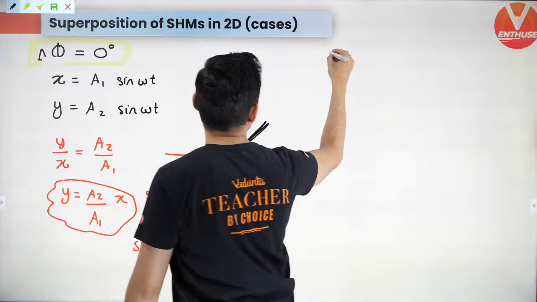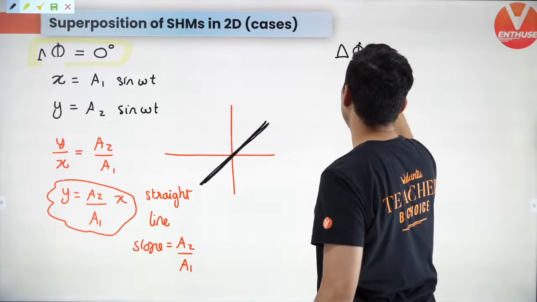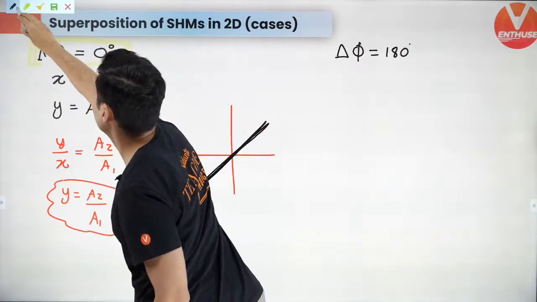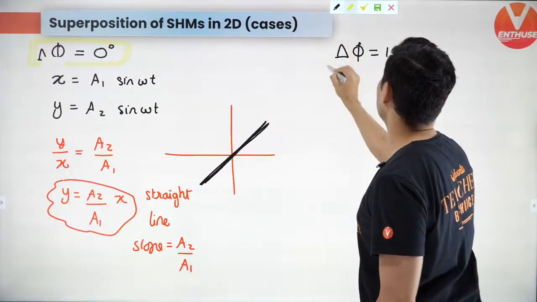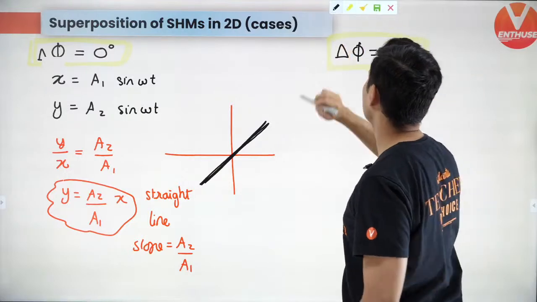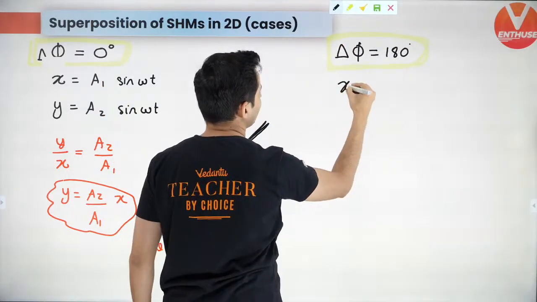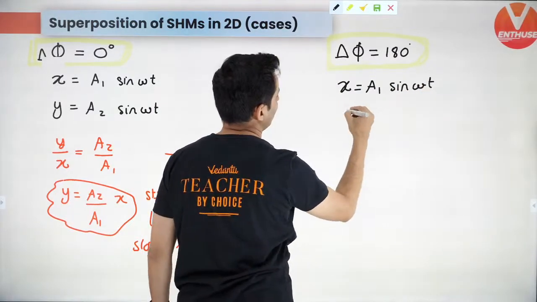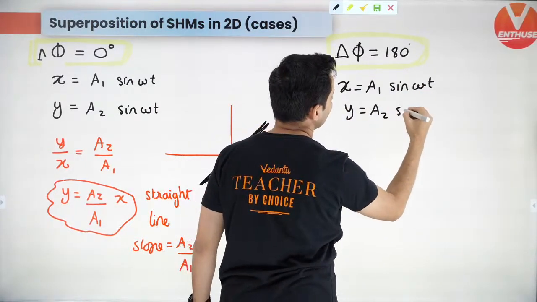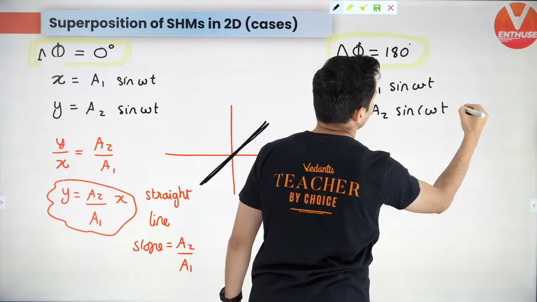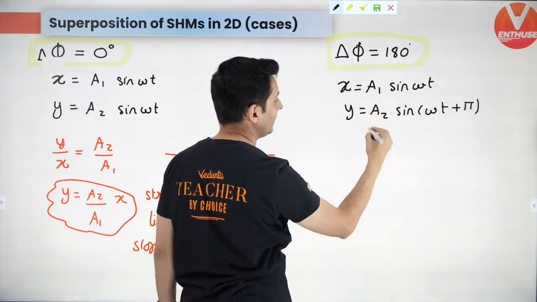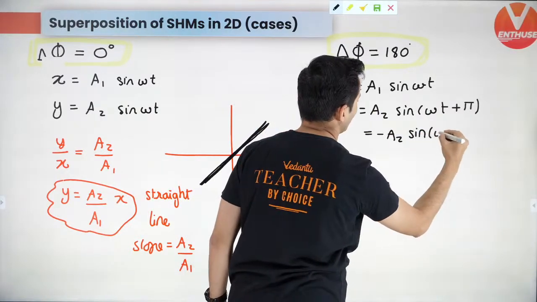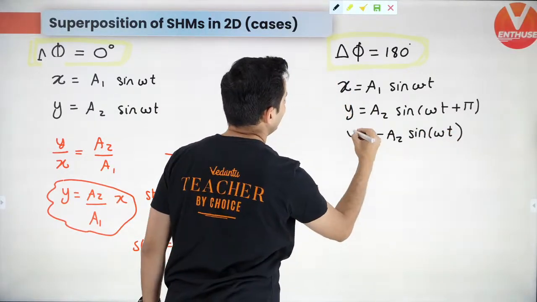Next situation: del phi is 180 degrees or pi radians, one and the same thing, guys. Let's see what happens in this situation. So x is A1 sine omega t, but y is A2 sine of omega t plus pi. Now we know sine of theta plus pi is minus sine theta, so it will become minus A2 sine omega t. That is nothing but y.